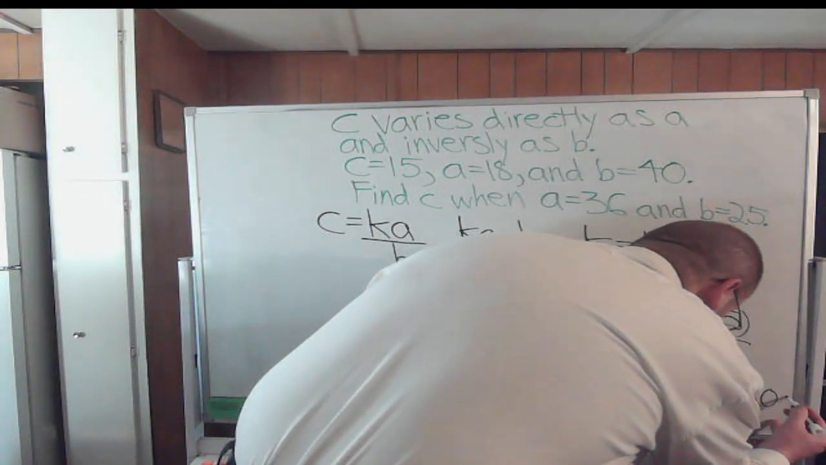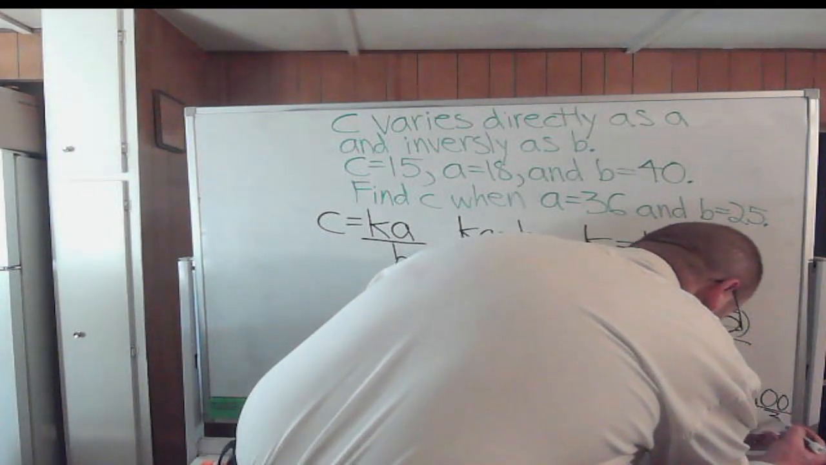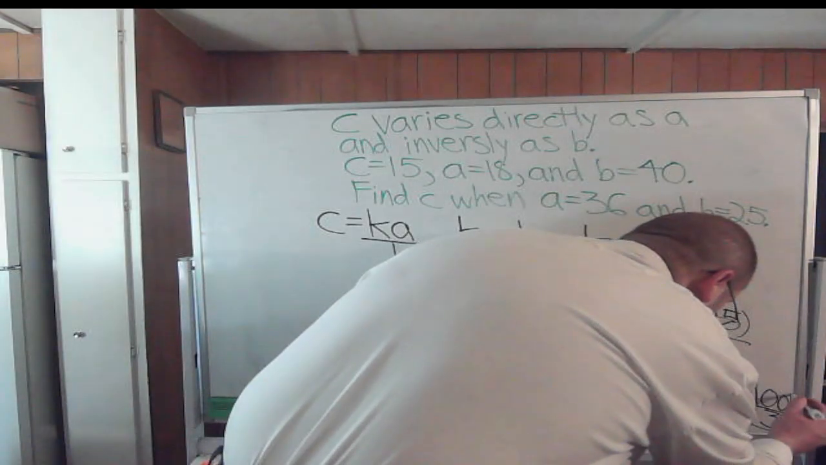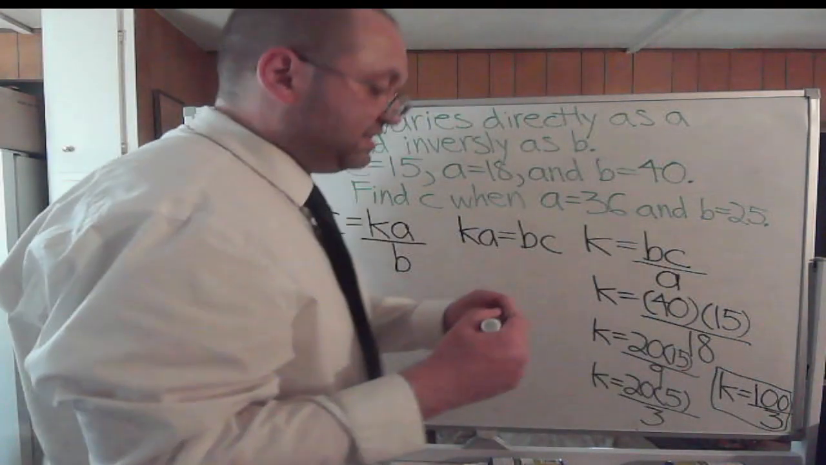So the constant of variation is 100 over 3. We found the constant of variation to be 100 over 3.